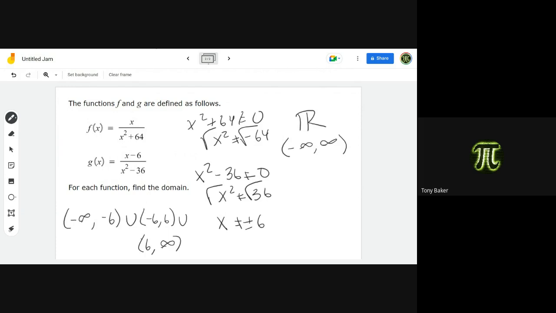So, any questions with that? Remember, infinities, there are no brackets on those, so they're always parentheses. If we're including the number in this situation, we're dividing, so we're typically not including the number. All right.